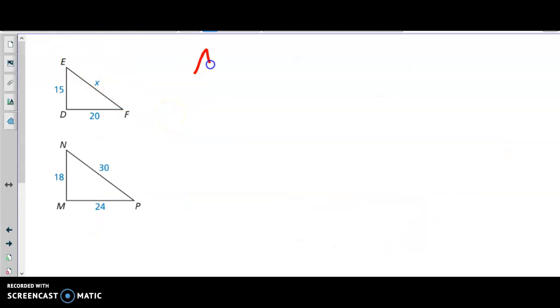So I know that triangle EFD is similar to triangle NPM. So all the angles are the same. E is congruent to N, F is congruent to P, D is congruent to M. But then our sides, which are corresponding, are proportionate. So I know that 15 divided by 18 is equal to 20 divided by 24 is equal to X divided by 30.